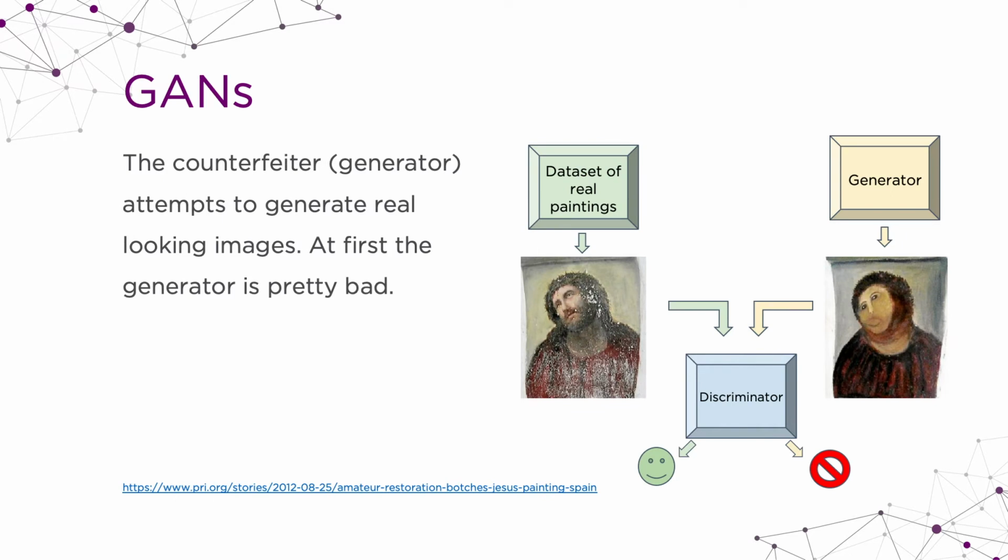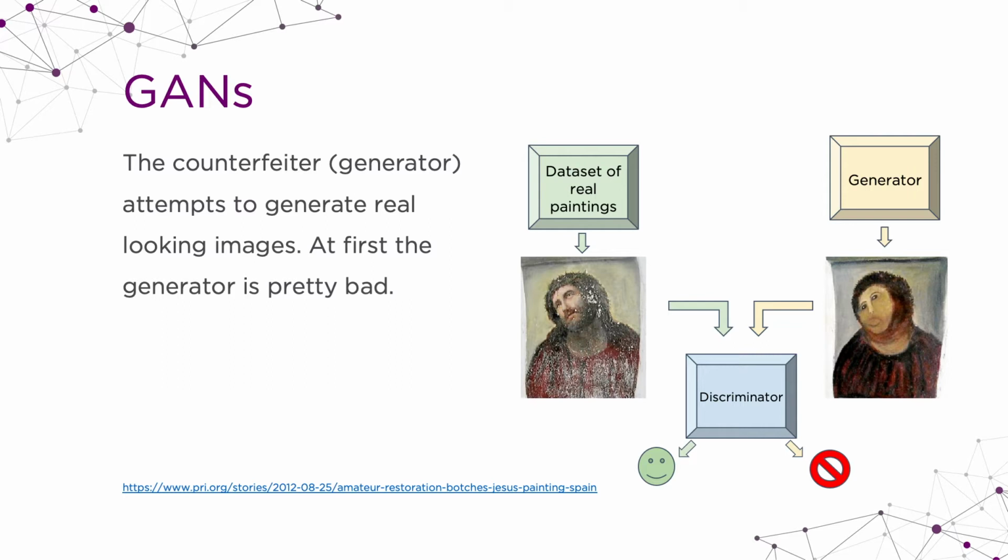Here's a very simple example. You have a data set of real paintings. You have your counterfeiter, or your generator, that suggests a painting. And the discriminator here has to say, well, based on the data set of real paintings, is this a real image or not? Is this a fake, or is this a real?